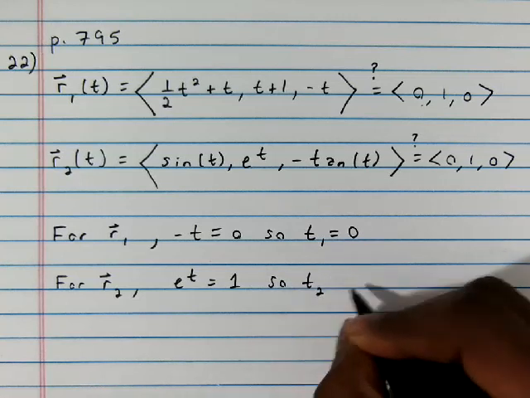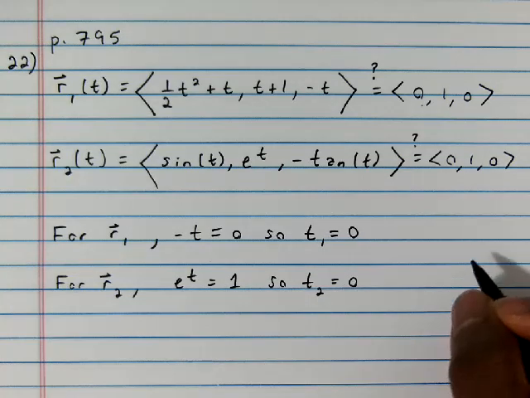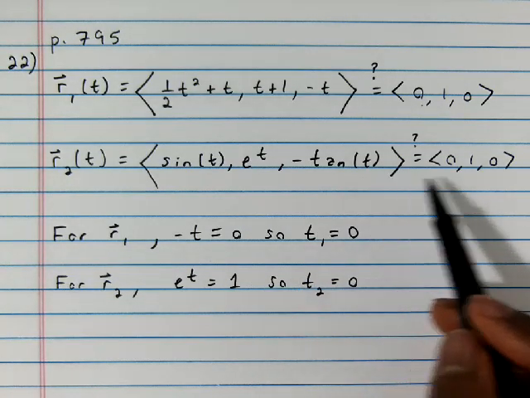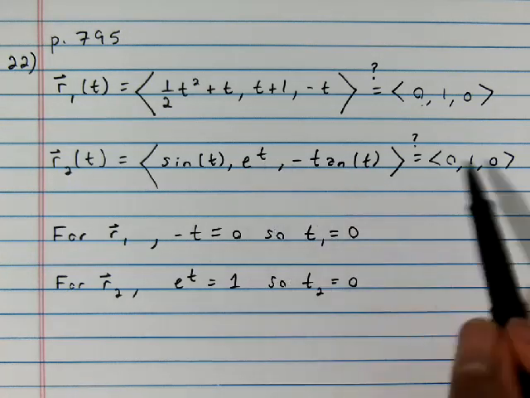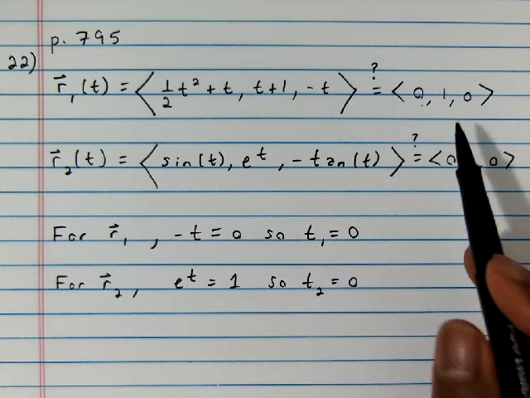So t2, this would also be equal to 0. And we'll double check: sine of 0 is equal to 0. Tangent of 0 is sine over cosine of 0, which is 0. E to the 0 is 1. All right, so that works out. So we know that the two lines do indeed intersect at the point 0, 1, 0.